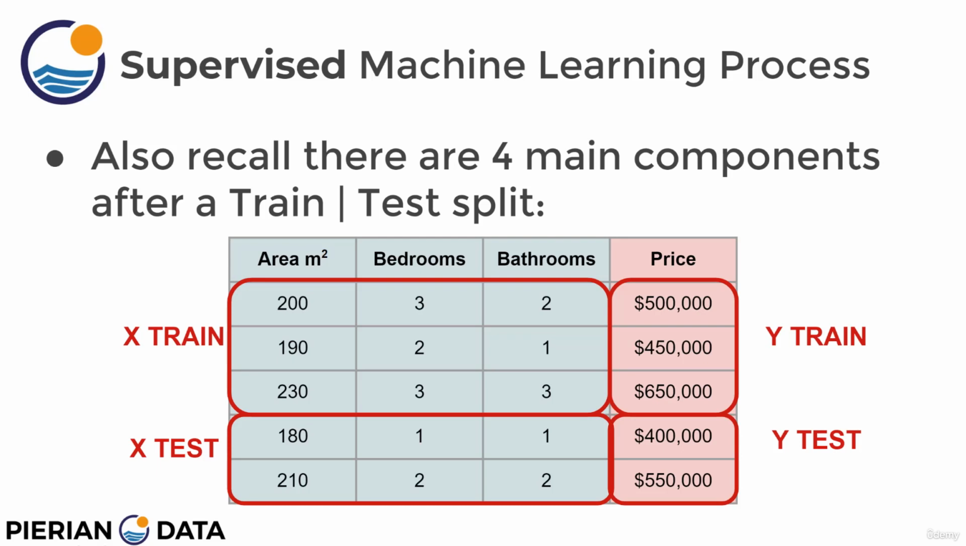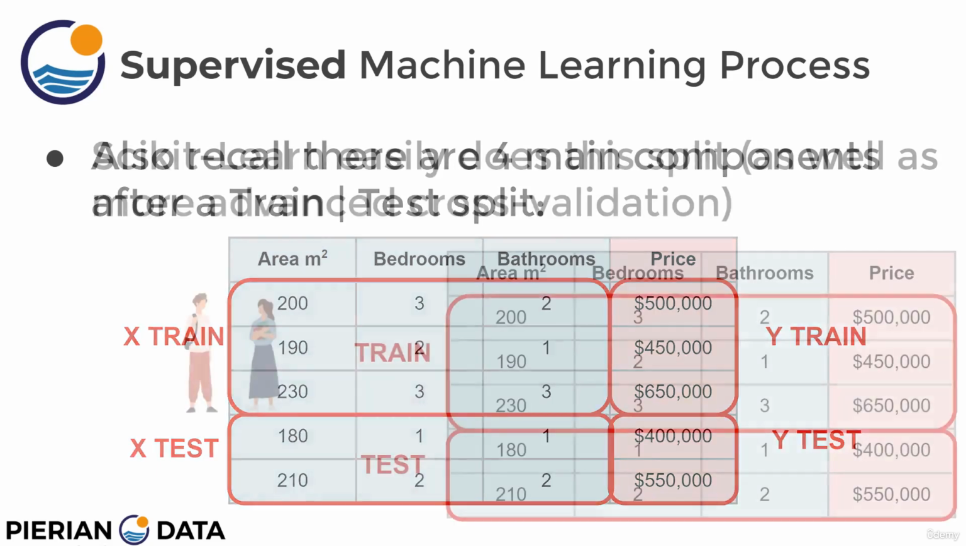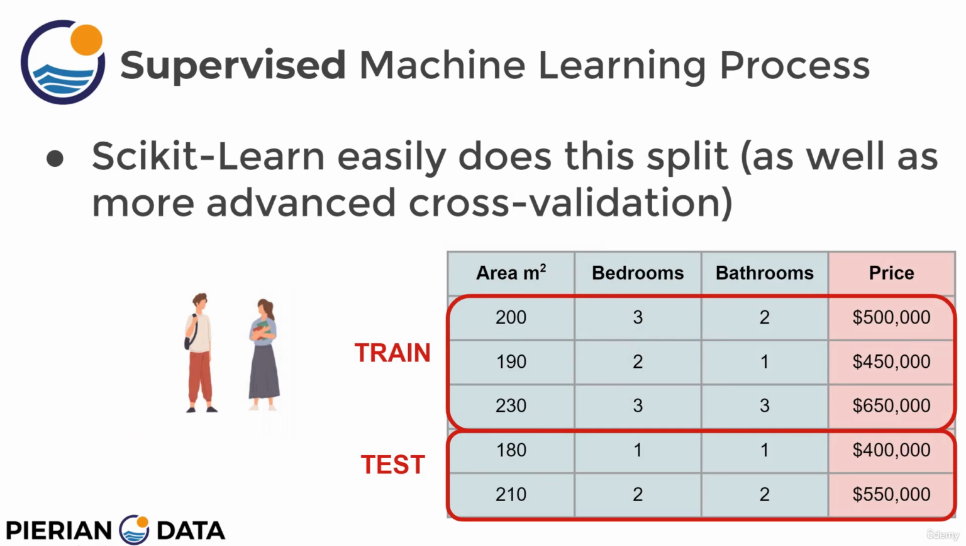You have the training set and the test set, and then with each of those sets, you have your X features and your Y label. So you end up with four components: X train, Y train, and X test, Y test. Scikit-learn easily does this split for us, which we're going to be using all the time with supervised machine learning.